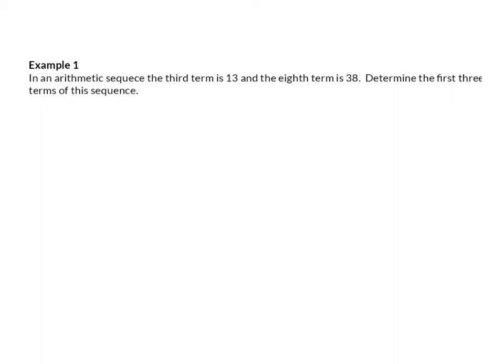In an arithmetic sequence, the third term is 13 and the eighth term is 38. Determine the first three terms of the sequence. Now, the first part of information here is that it is an arithmetic sequence, which means we will use formulas that have a d, a constant difference, in them. Next part of information is that the third term is 13. Now, the third term is a specific term, so that's T3, and they say the value of that is 13.